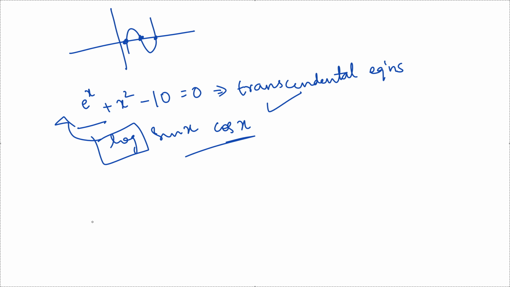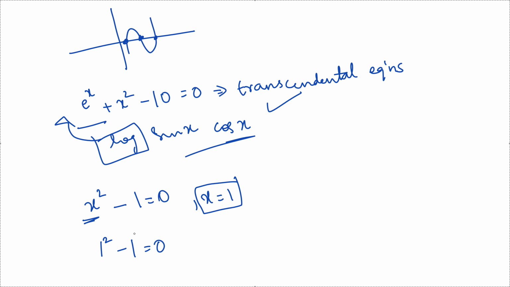Now we also know that, for example, we have x square minus 1 is equal to 0. We know what the root of it is, right? The root is nothing but x is equal to 1. So how do you verify that 1 is the root? We just verify by substituting the value of x. So x is 1, I am substituting 1 square minus 1 is equal to 0. So this satisfies the equation, so we know that this is the root of the equation.